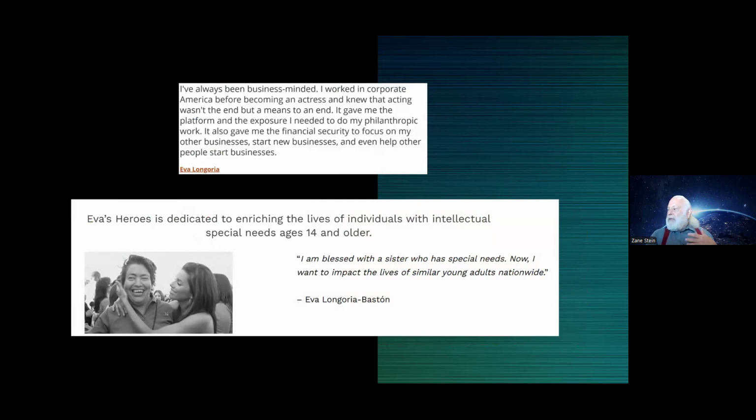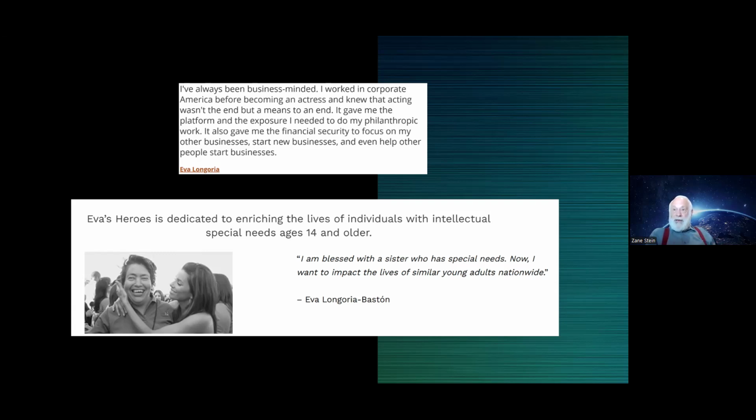One more thing before we leave Eva. As you can see by this top quote, acting is a career that provides her the means to do what she really wants to do. She said, "I've always been business minded. I worked in corporate America before becoming an actress, and I knew that acting wasn't the end, but a means to an end. It gave me the platform and the exposure I needed to do my philanthropic work. It also gave me the financial security to focus on my other businesses, start new businesses, and even help other people start businesses."